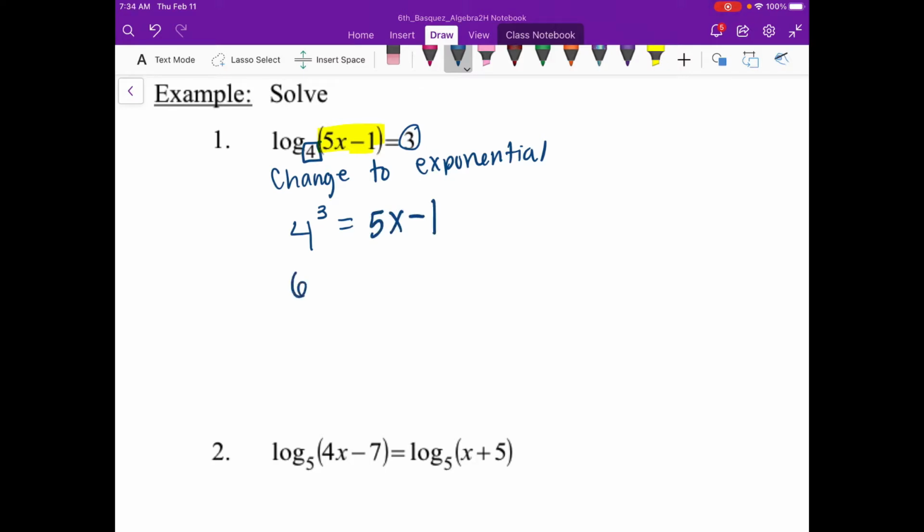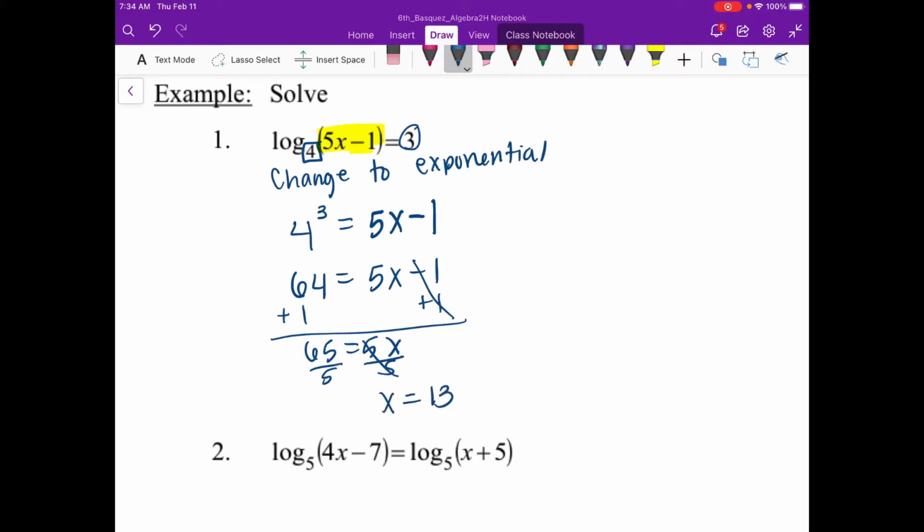So 4 to the third power is 64. 5x minus 1: we add 1 to both sides. 65 equals 5x. So x equals 13 in this case.